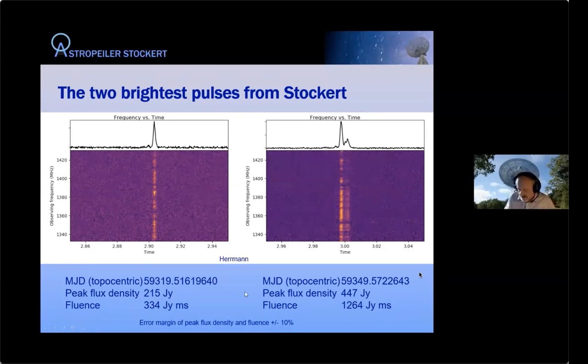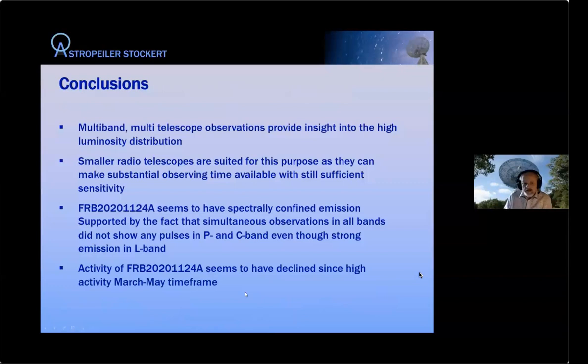This is not astronomy. So the conclusions: we have a multi-band observation employing multiple telescopes in order to provide insight into the very high intensity FRBs. We have demonstrated that smaller radio telescopes are suited for the purpose. They can make substantial observing time available and still have sufficient sensitivity to see these very bright pulses.